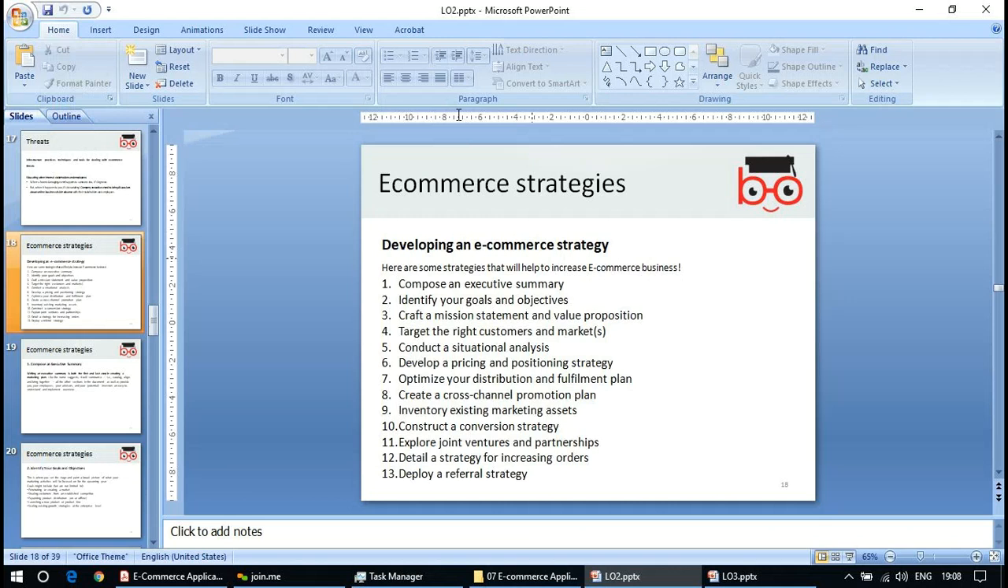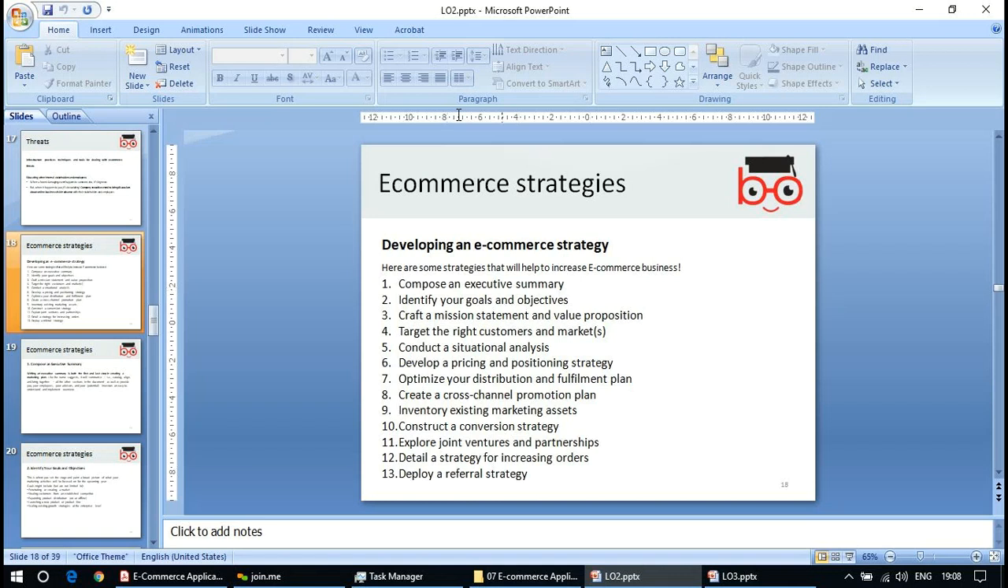E-commerce strategy. Obviously you need to take some strategies in order to develop a business, in order to increase or to help e-business work. So what are those?